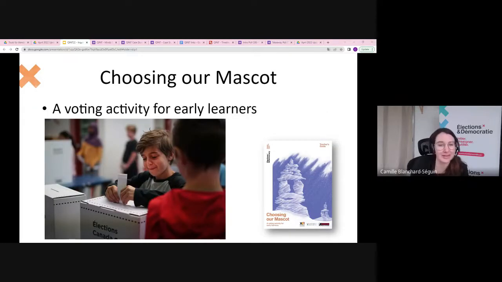So Choosing Our Mascot is one that is for early learners. I do remember someone asking about younger kids earlier in the presentation. So Choosing Our Mascot is really like an introduction to what an election is for K-3 students. It's really cute. Students are voting for a mascot for their classroom, and it's all Arctic animals. They have these little songs to present themselves, and I find it's a very cute activity to do with them.